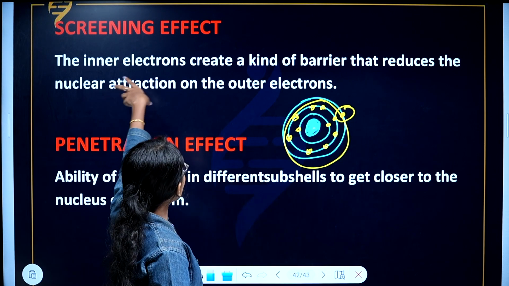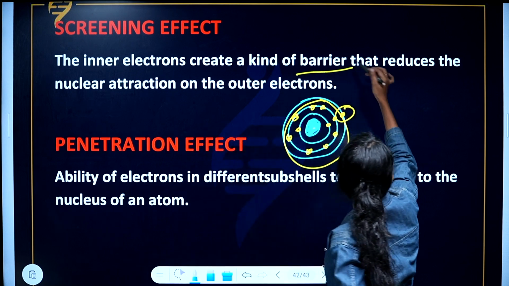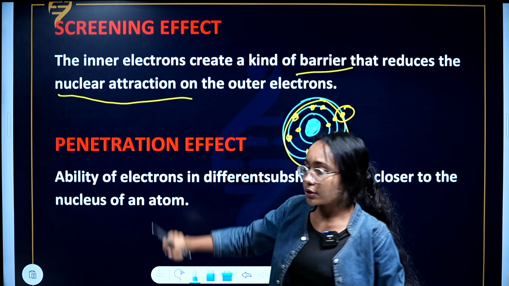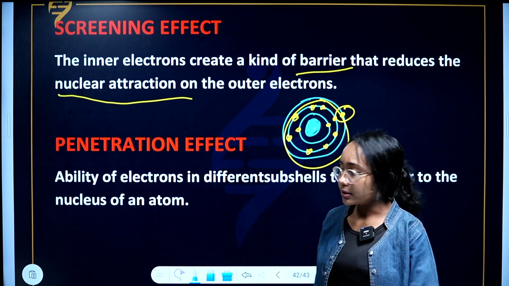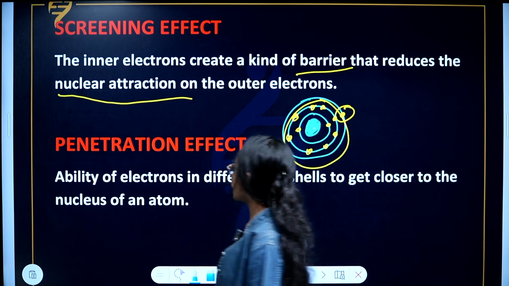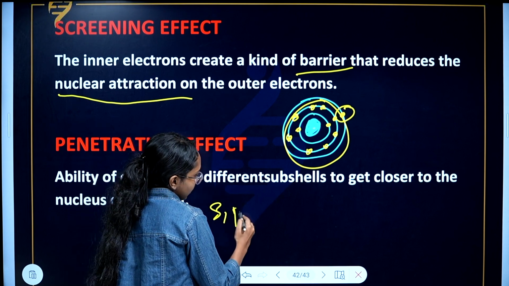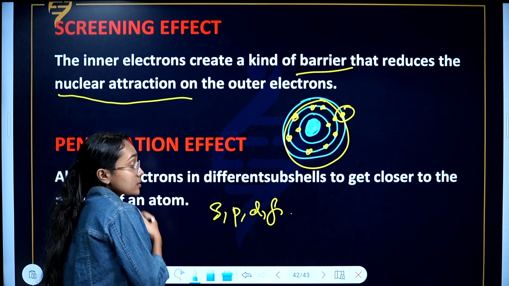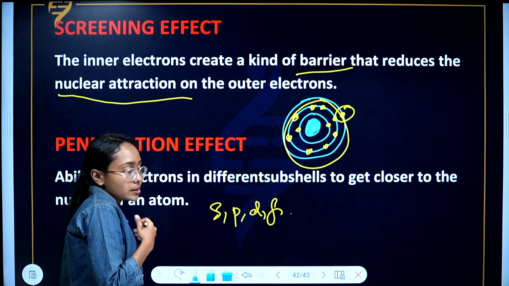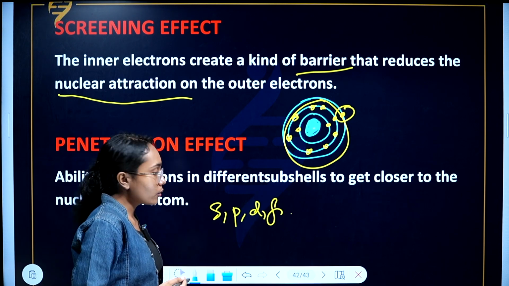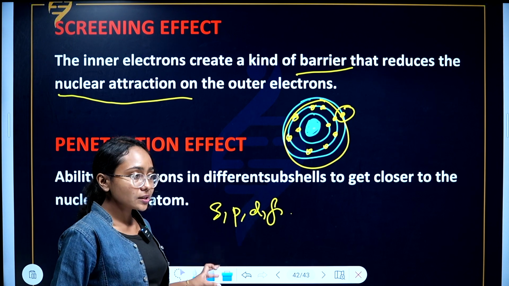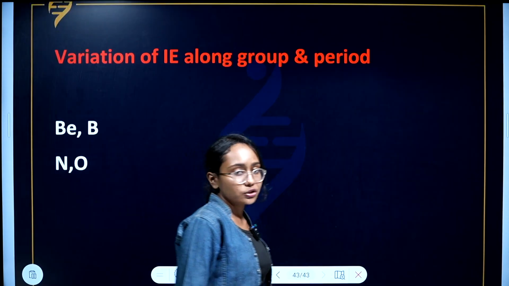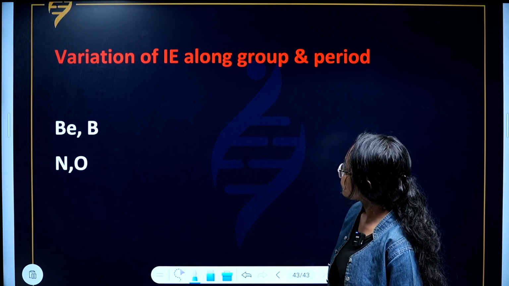Alright. So the inner electrons create a kind of barrier that reduces the nuclear attraction on outer electrons. Penetration effect means we have s, p, d, f blocks, right? The s block is very near to the nucleus, so it is very difficult to remove an electron from the s block. As the distance from the nucleus increases, it is easy to remove the electron. So that's just about the penetration effect.